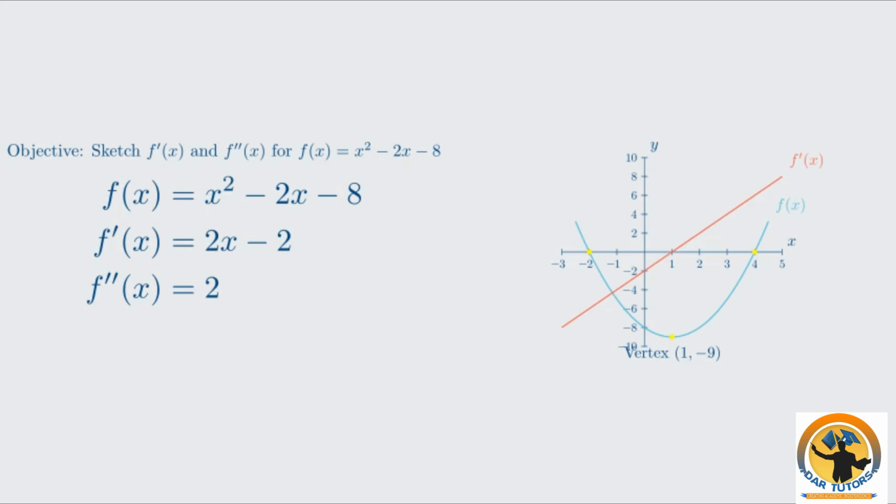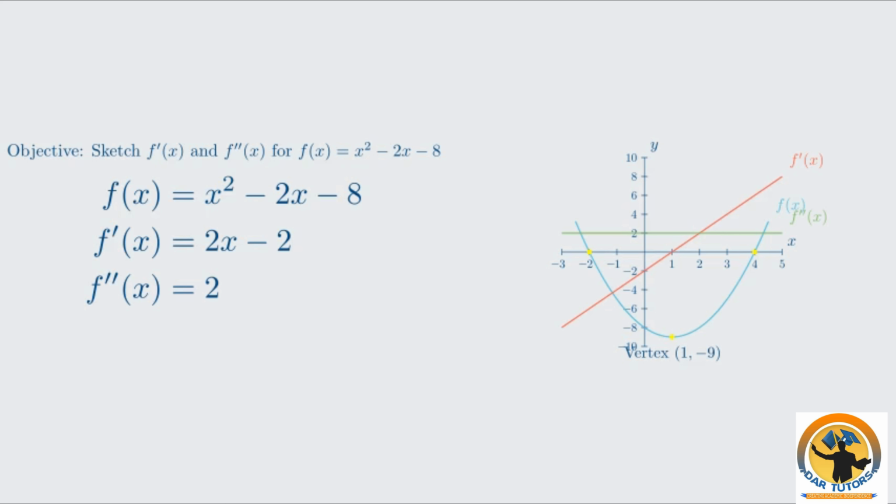Finally, let's sketch the graph of the second derivative, f double prime of x equals 2. This is a horizontal line at y equals 2. Let's verify this with the properties of f of x. The original function, f of x, is a parabola opening upwards. This means it is concave up for all x. Since f double prime of x is positive for all x, our graph is consistent. There are no points of inflection because f double prime of x is never 0.